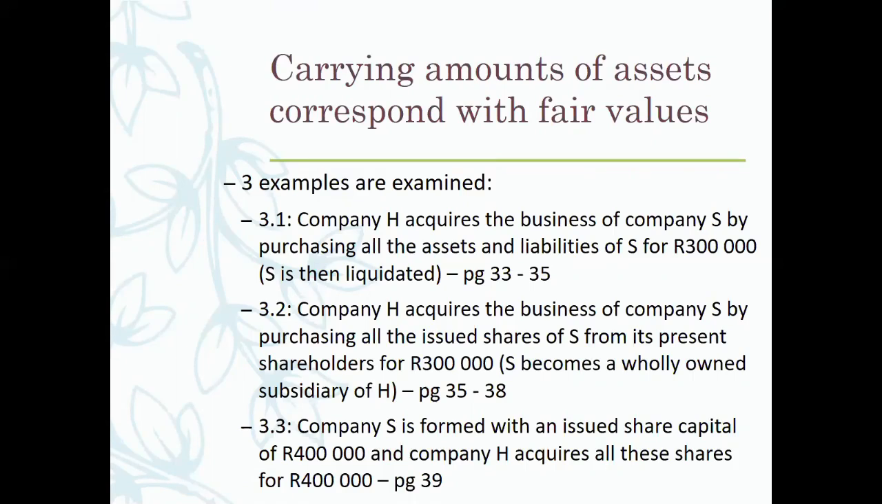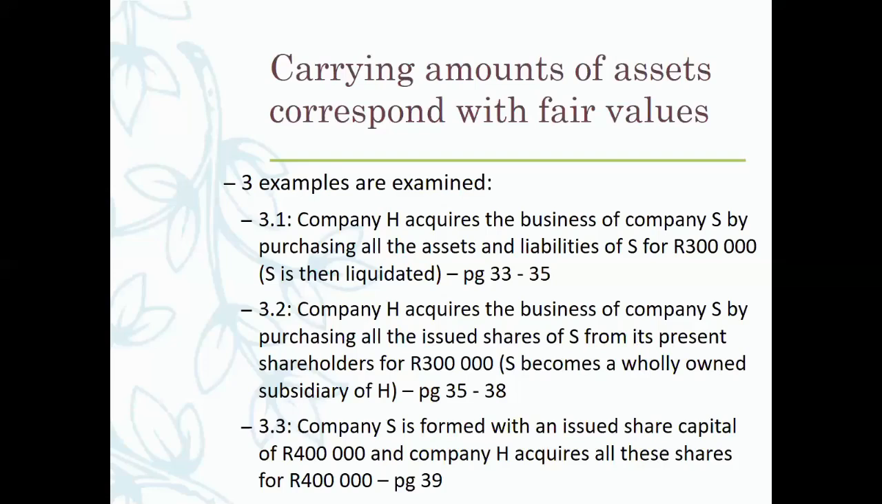These 3 examples show 3 different ways that we can acquire a company. In 3.1, we acquire all the assets and liabilities of our subsidiary. H, our holding company, bought the individual assets from S and took over the liabilities of S, and then later on S was liquidated. So H has everything in it, all the assets and all the liabilities, and S has nothing in it. It's a shell company, and therefore it was closed down.